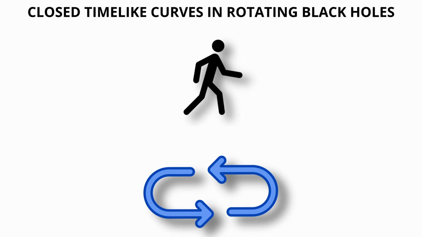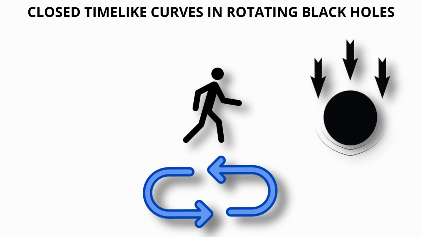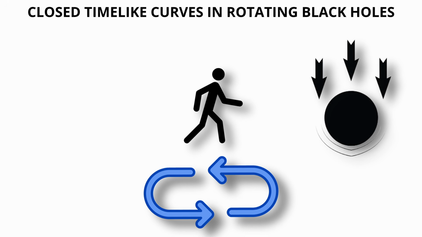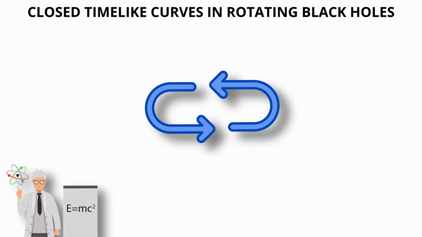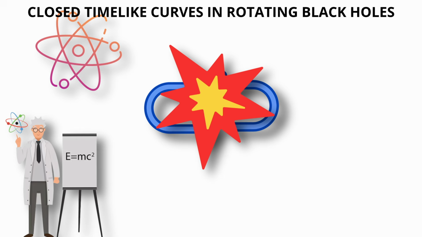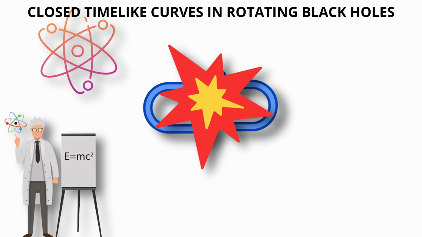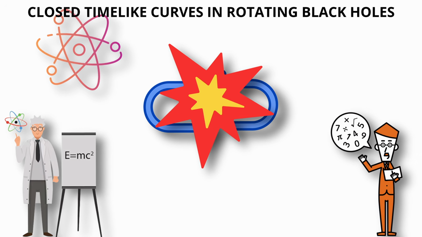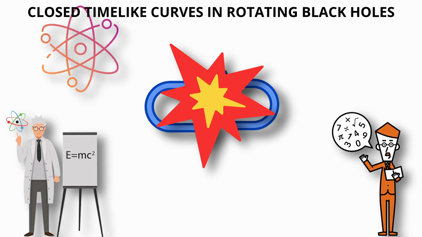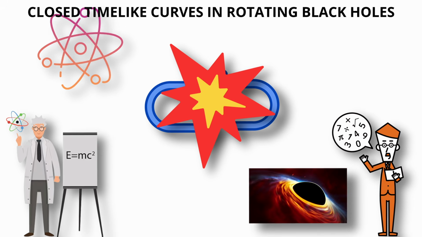However, traveling these curves would require surviving extreme gravitational forces and avoiding the singularity at the black hole's core. Furthermore, most physicists believe quantum effects would destroy these curves before they could be used. Nonetheless, the mathematics suggest that if closed timelike curves exist anywhere in nature, rotating black holes are a plausible candidate.